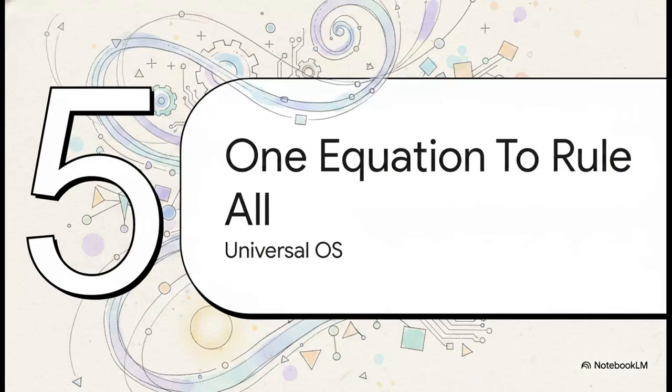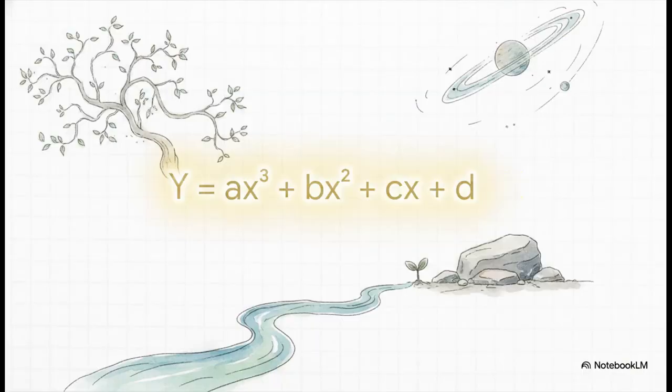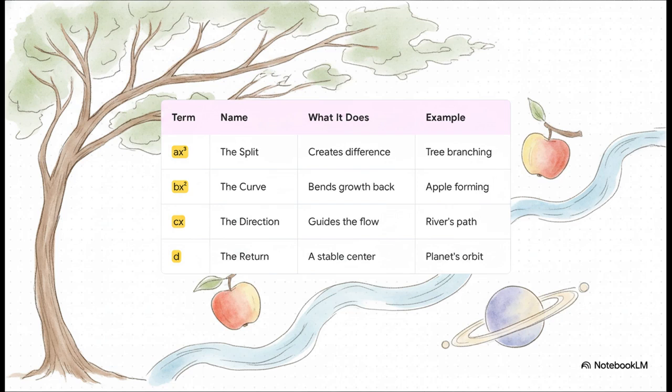And this all culminates in a single master equation, which the source material proposes as the actual operating system for reality itself. It takes the form of a cubic function, an equation that's often used to model complex dynamic systems. But in this interpretation, each and every term is assigned a specific, fundamental role in nature's processes. This slide is great because it shows how the source translates this abstract math into observable actions. So the ax cubed term, the split, is like a tree branching out. The bx squared term, the curve, is like an apple forming on a branch. The direction is a river finding its path, and the return is a planet's stable orbit.